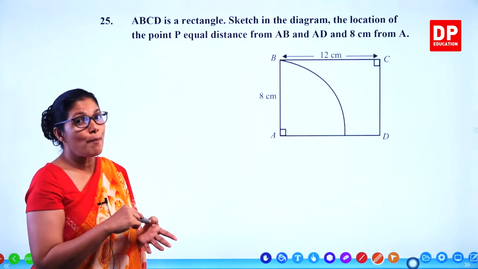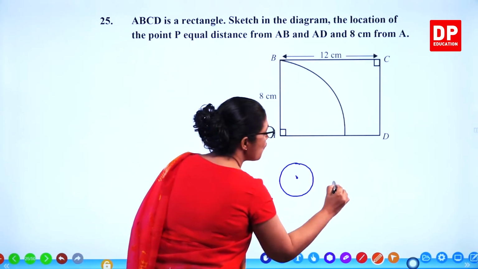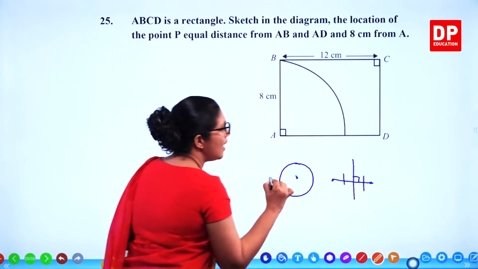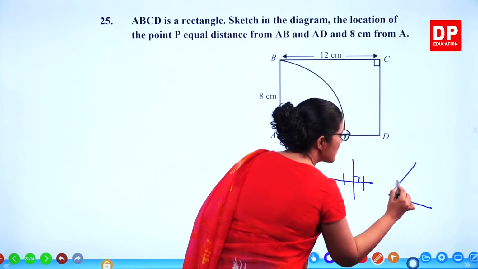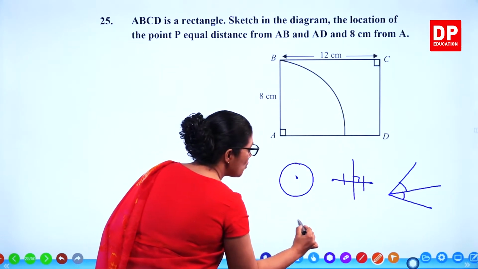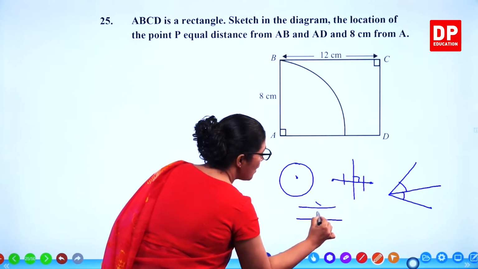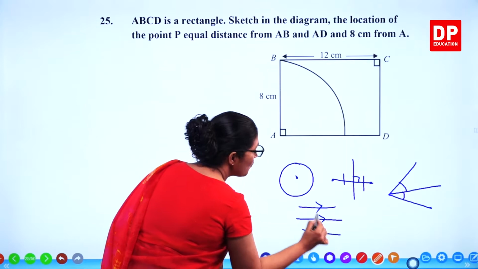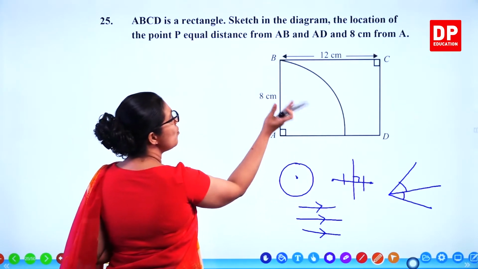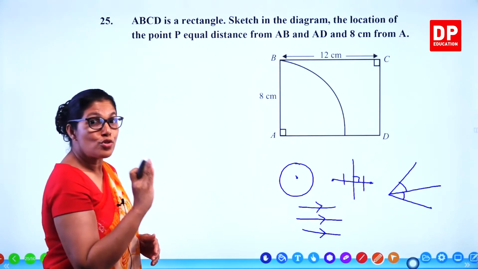Equidistance from a point, that's a circle. Equidistance from 2 points, that's a perpendicular bisector. Equidistance from 2 adjacent lines, that's the angle bisector. And the last one, equidistance from a line, that's parallel lines both above and below. So which one do we have to use now? The third one. You have 2 lines and you are asked to find the points equidistant from them.